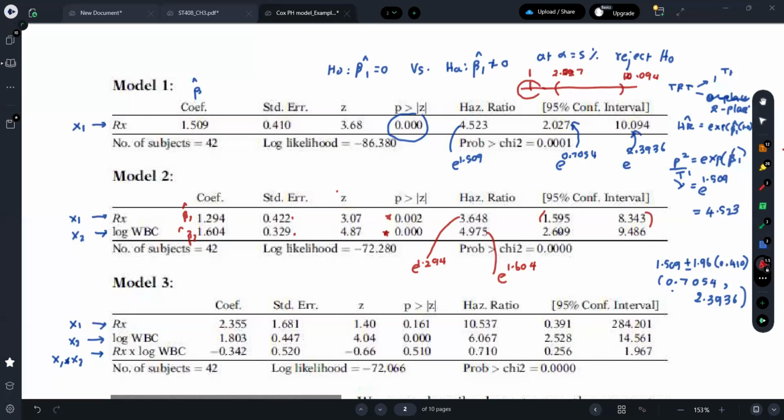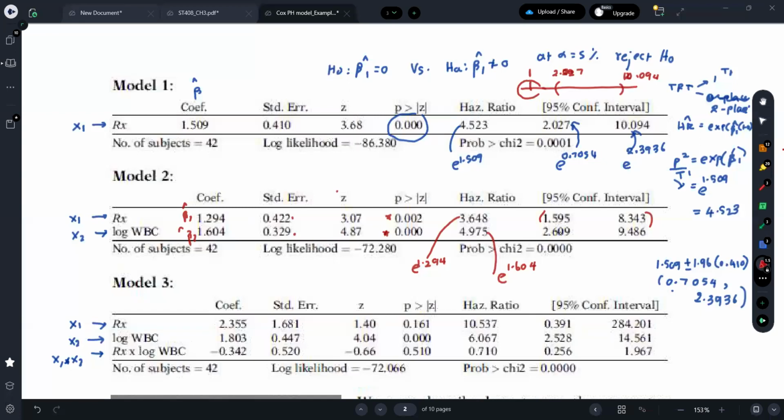You have two variables now, right? This 3.648 is the coefficient, the e to the power beta 1 hat. That means beta 2 hat is not there, it's gone. What does that mean? You are comparing same log WBC values. It's like you control log WBC value, right? So if you consider all the patients who have the same log WBC value, the placebo group had 3.6 times hazard compared to treatment, right? So that is when log WBC is controlled. All of them have the same log WBC. That's how you interpret. Then when you interpret the log WBC one, how do you use that?